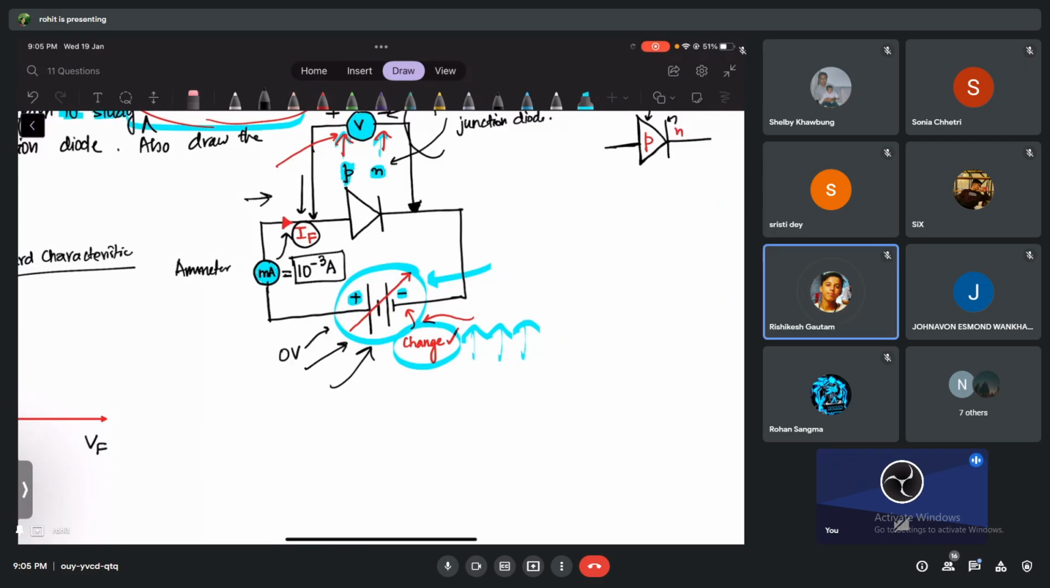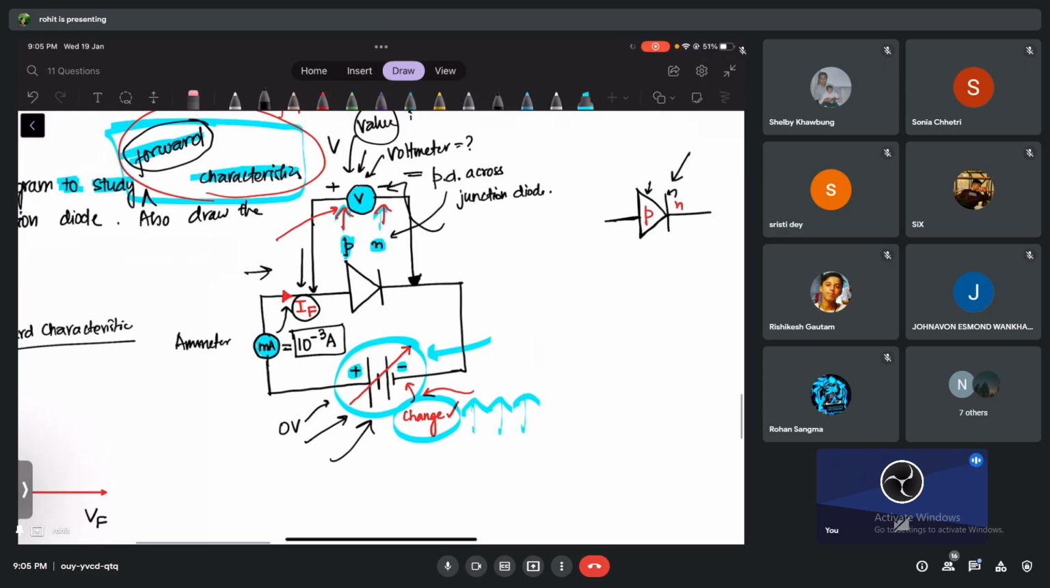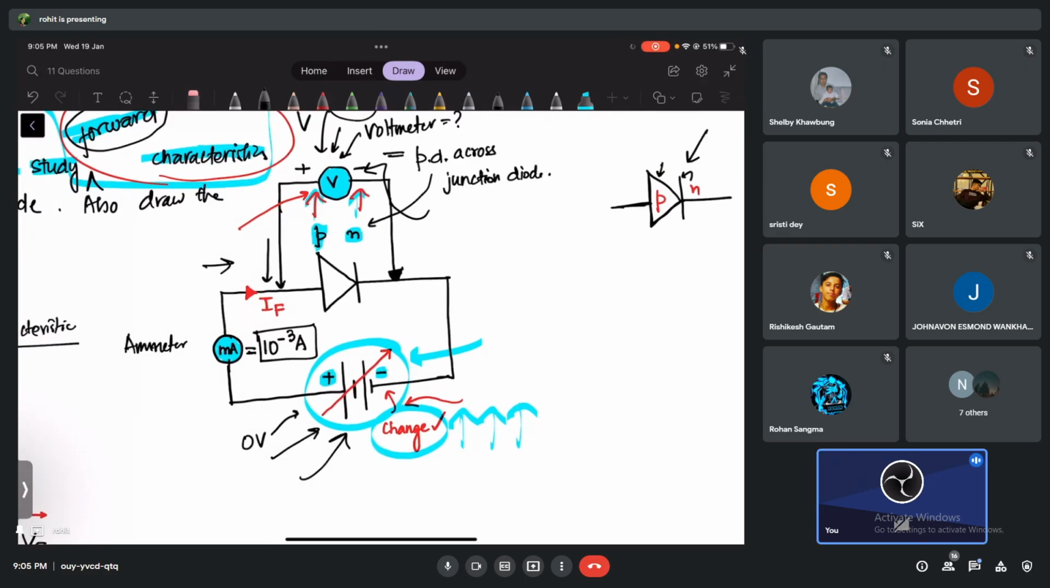Now all of you think, guys, will those charges, the majority charges, in forward biasing, will they cross or not cross the junction, guys? There's a wall there, right? So will the charges cross or not cross, guys, from both sides? They won't cross, because you're not applying any battery here, right? So they will not cross.